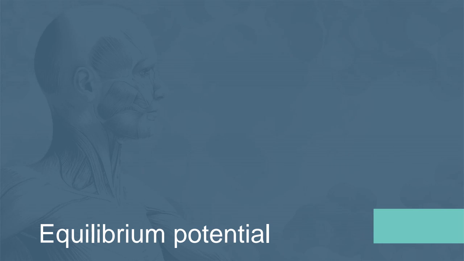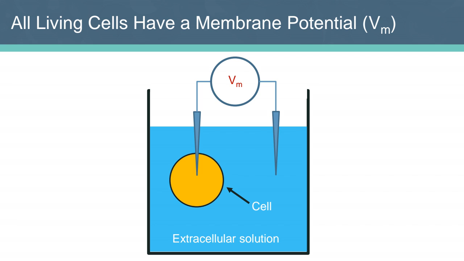In this video, I'll discuss the idea of an equilibrium potential. Before defining an equilibrium potential, we need to first discuss the idea of a membrane potential. In both cases, the term potential refers to a voltage. A membrane potential is a voltage difference between the inside of a cell compared to the solution around the cell.